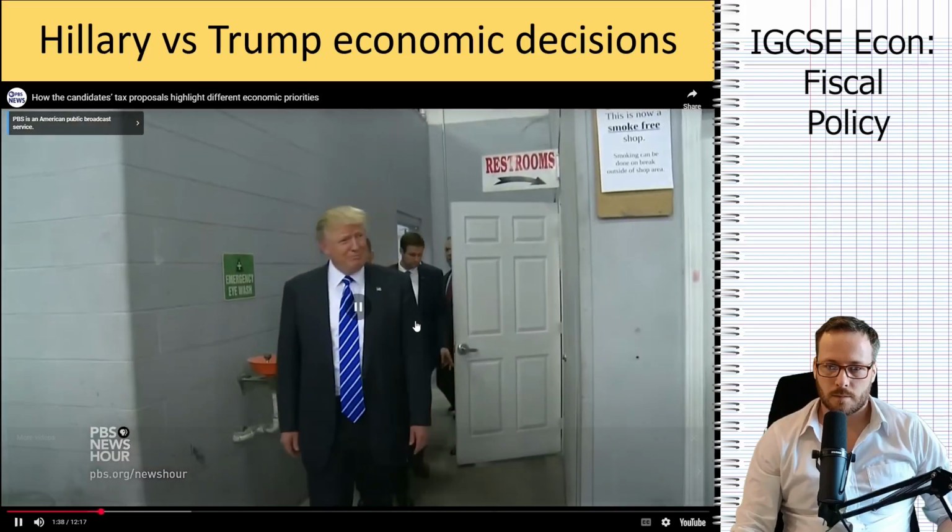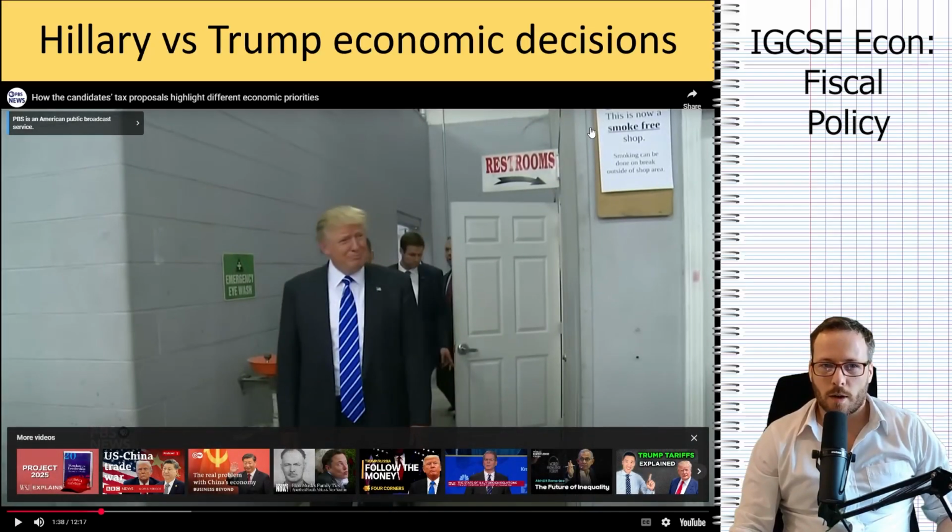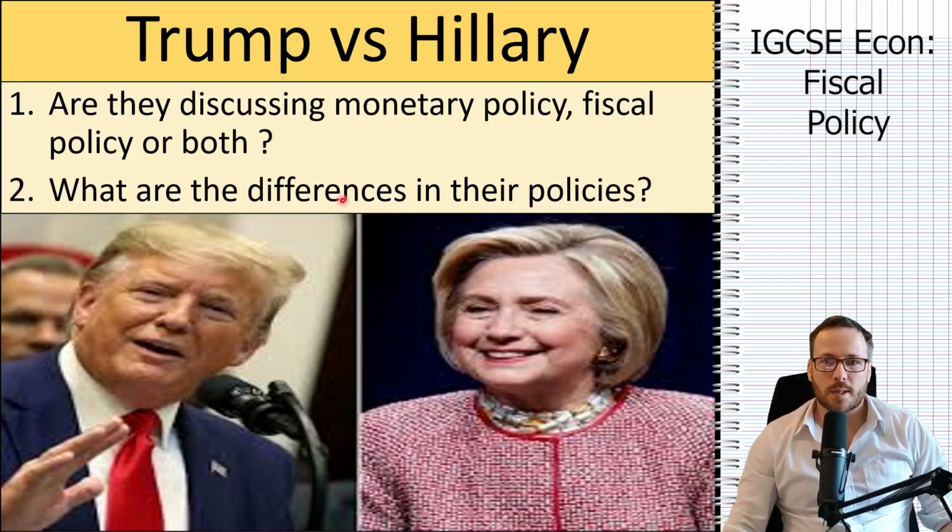Okay, so we can see a very distinct difference in the policies proposed by Trump and Clinton in 2016, which was a while ago. So, can you tell me the differences in their policies?